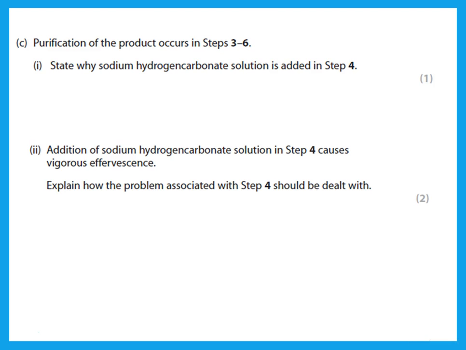Okay. Then he says, state why sodium hydrogen carbonate solution is added in step 4. Remember we said sodium hydrogen carbonate is something that reacts with acid, so we add it to neutralize the excess acid, any excess sulfuric acid that is in the solution. Then addition of sodium hydrogen carbonate in step 4 causes vigorous effervescence.